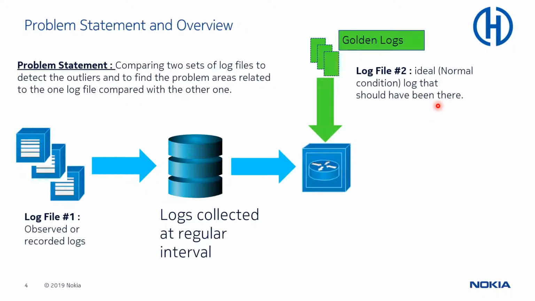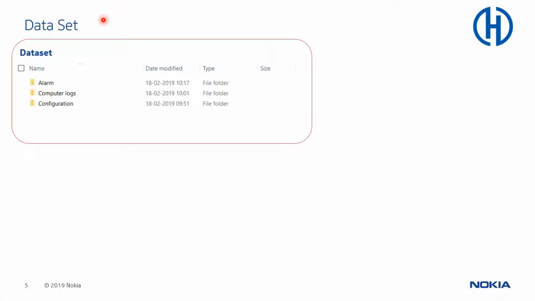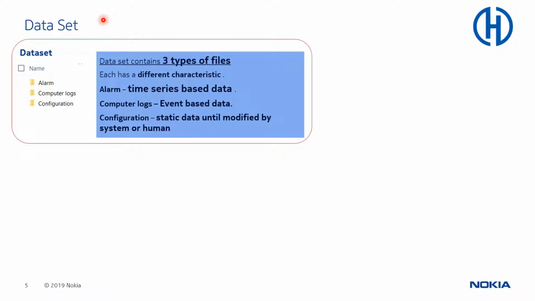Now, the task is to generate the whole algorithm in order to find out the abnormality in the log file, which is log number 1. Now let's see how the dataset looks. In the dataset, we have three types of folder. One is alarm, second one is computer logs, and third is configuration. These three types of files have different characteristics. Alarm is basically time series based data, computer logs is event based data, and configuration is static data until it is modified by a system or a human being.